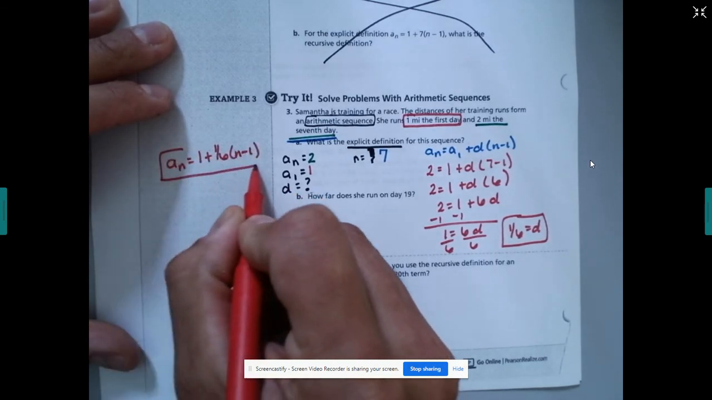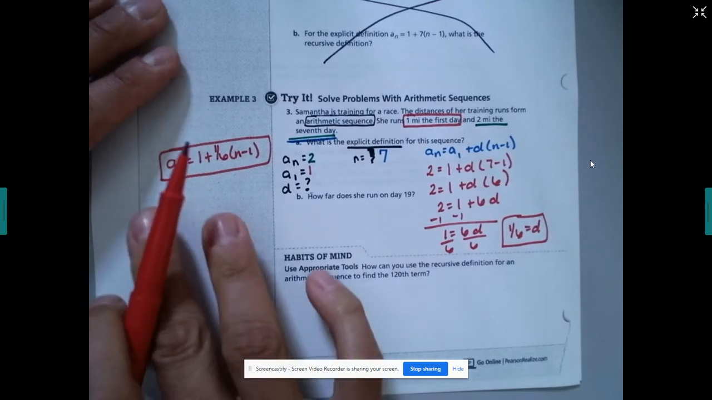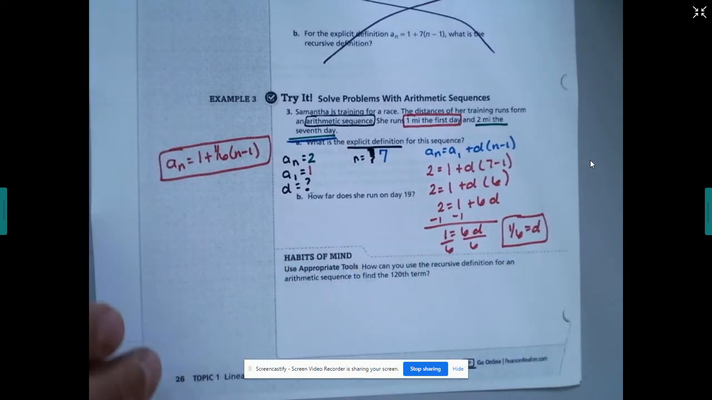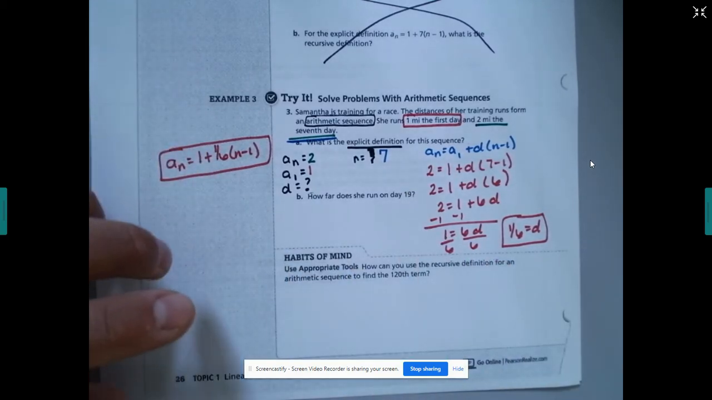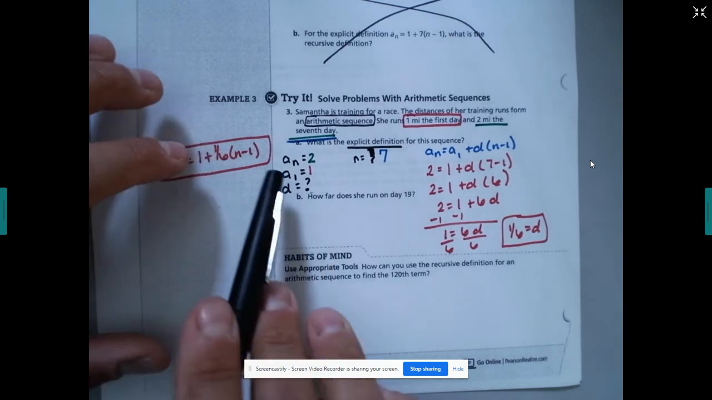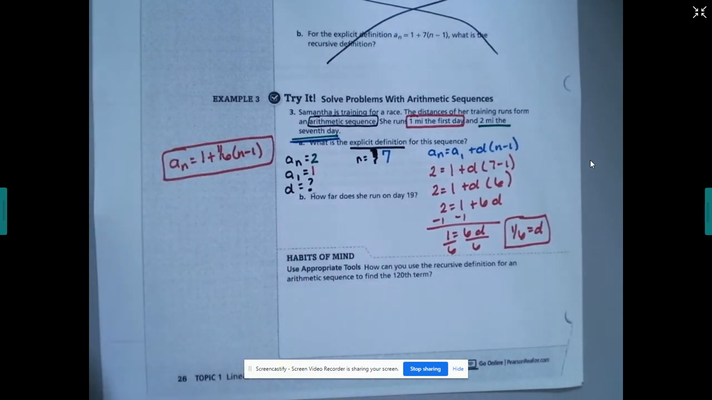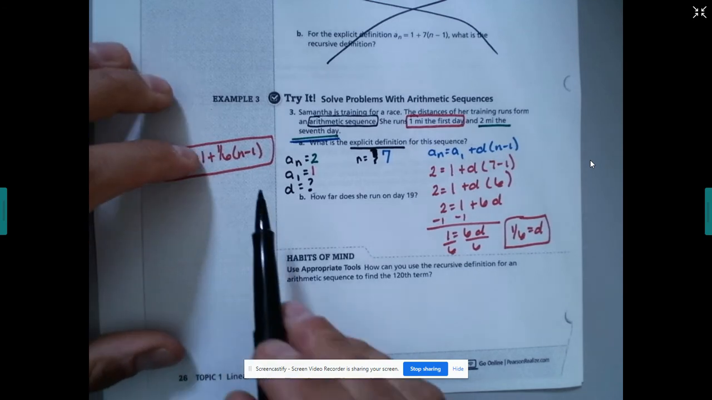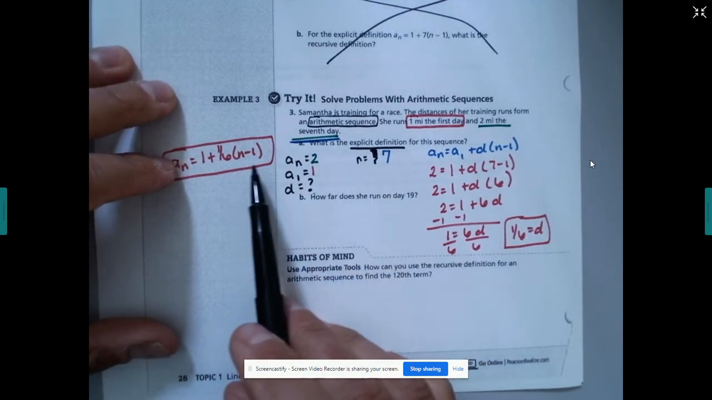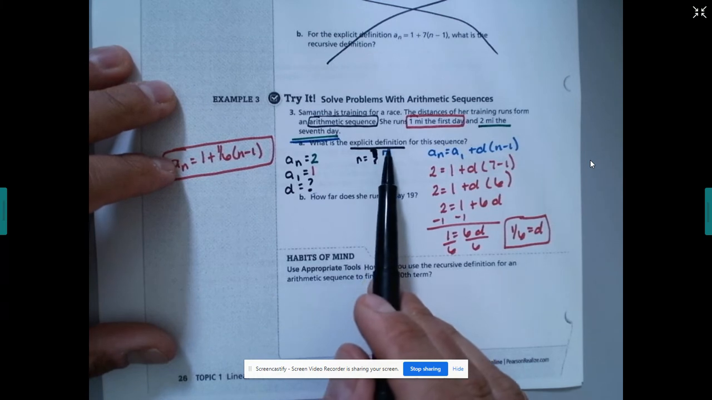So now this is the formula I could use to solve any other problem. No matter how many days I wanted to find, if I wanted to find the 100th day that she ran, I could figure out how far she ran, okay? So that is the answer to part A. I found the formula that I need. I found the definition. Basically, just find the formula, okay?